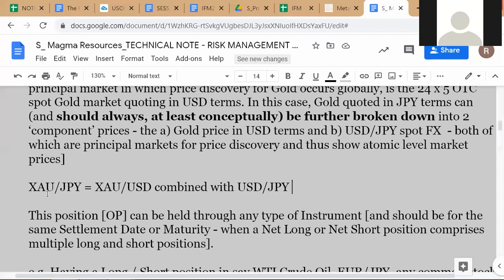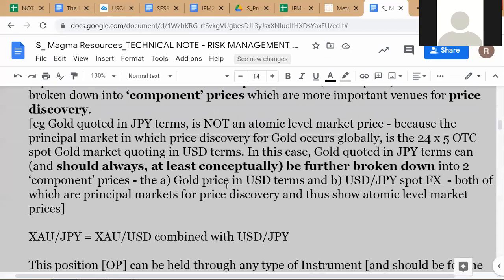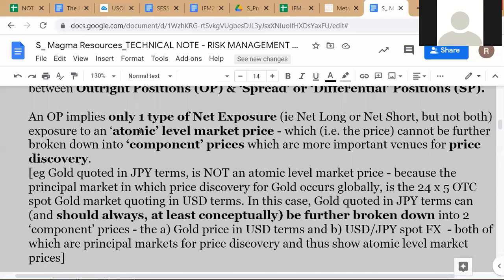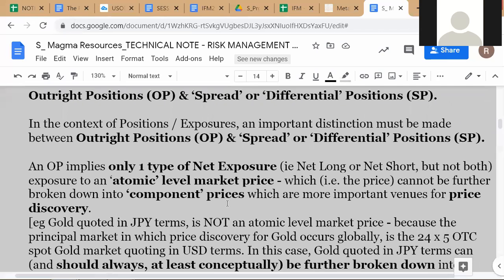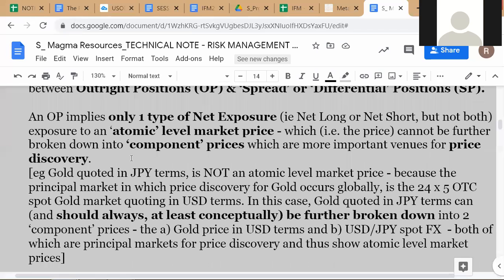So if you have this kind of a position, let's say you are a gold jeweler in Japan. The point I'm trying to make by talking about all these things like price discovery, important market for price discovery, outright position, and spread position.